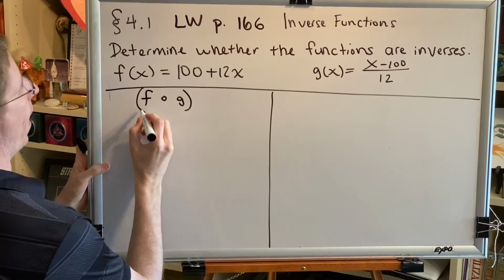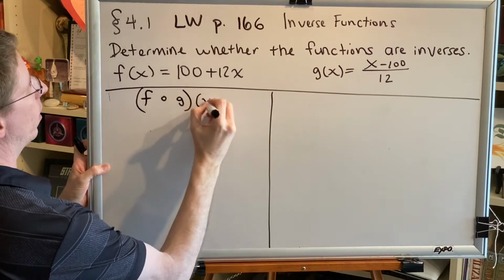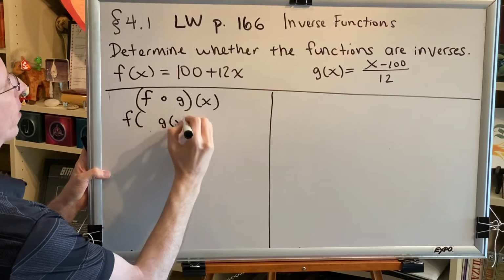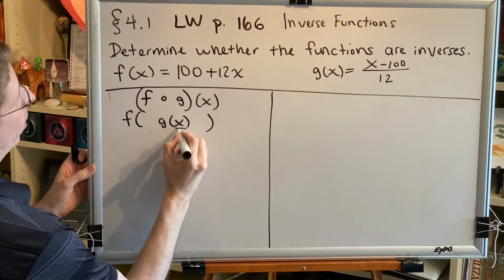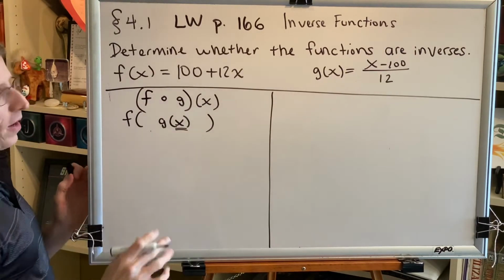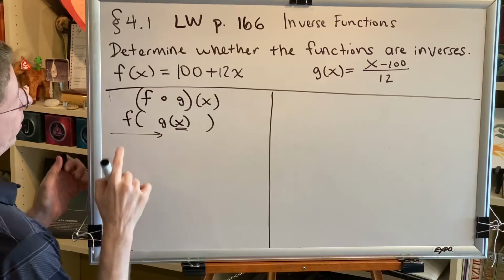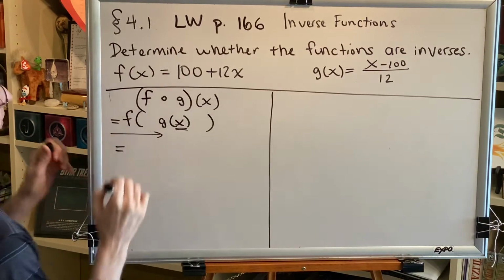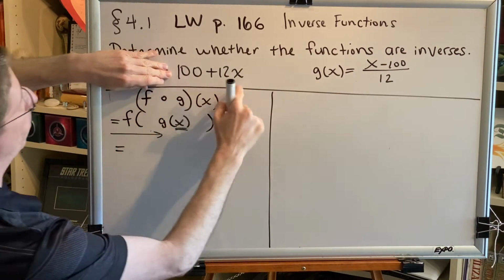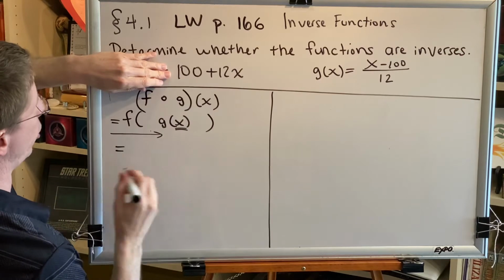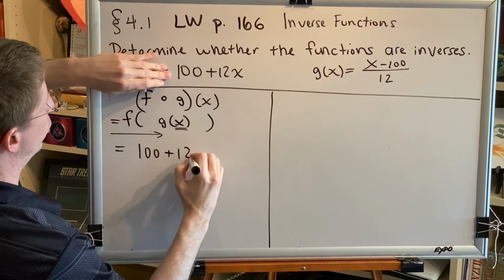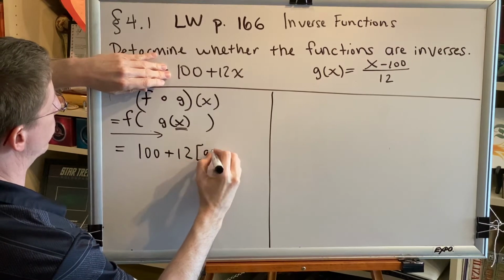So this is f composed with g of x, which equals f of g of x. Now, our variable here is x. It's a variable, not a number, so we're going to work from the outside in. That means the next line that we write is going to come from function f on the right-hand side, but instead of x, we're going to write g of x. So we get 100 plus 12 g of x.